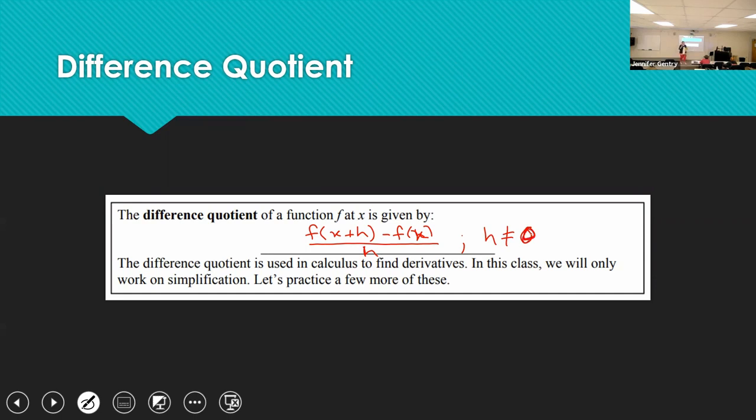Make sense? Now, with all the stuff that we just did in the previous slides, we can figure out all these pieces, right? Okay, let's do some examples.